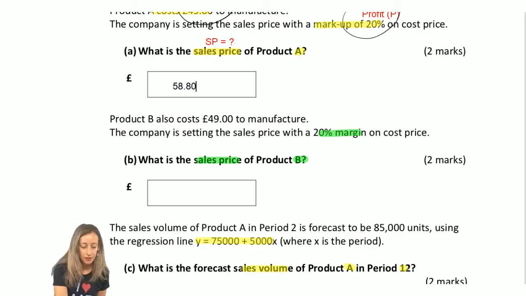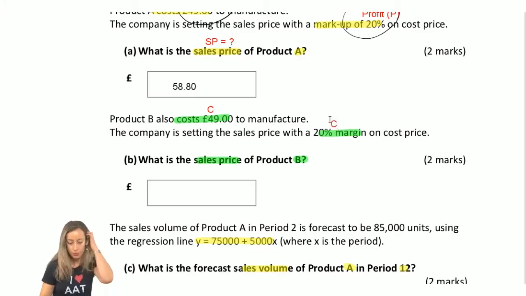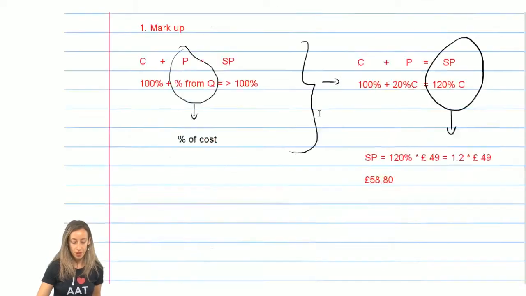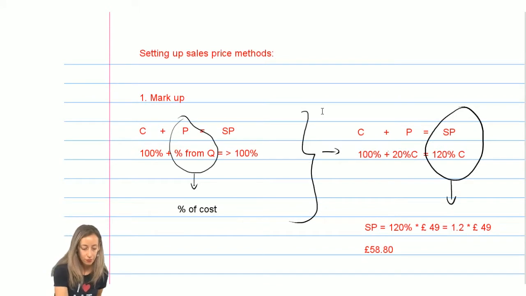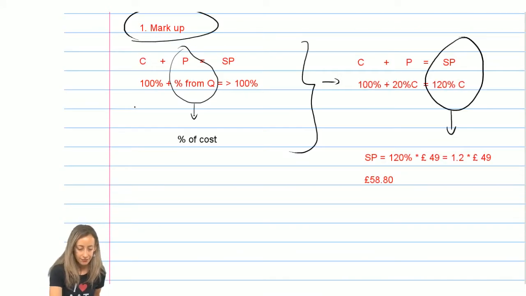Now with product B then, the next part. Product B also costs £49. Well, wonderful. If it costs £49, what does that mean to us? We can call this C again, the cost, and the profit margin is also 20%. So you might think, but how do we do it differently when the numbers are the same? But wait a second, let me remind you about the difference when we're using this method. So we've already dealt with markup. Now let's deal with the method called margin.